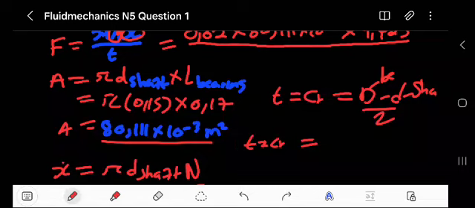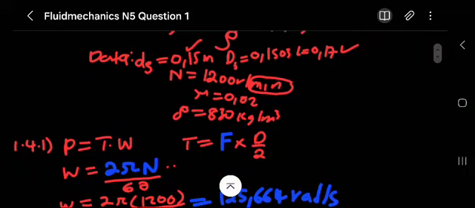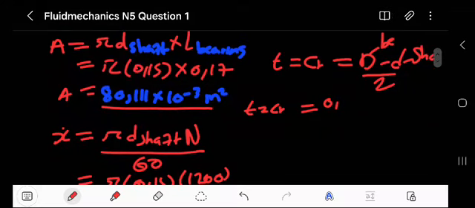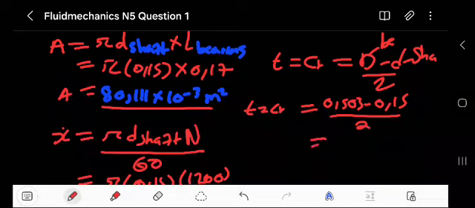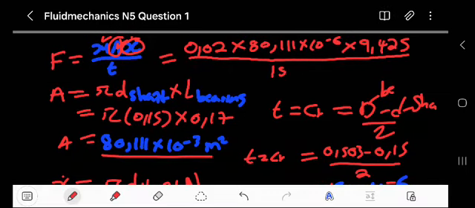Our diameter of the bearing is 0.1503 minus 0.15, divided by 2. The clearance would be 150 times 10 to the power of minus 6 meters. We have the clearance, so we can divide by that clearance, 150 times 10 to the power of minus 6.